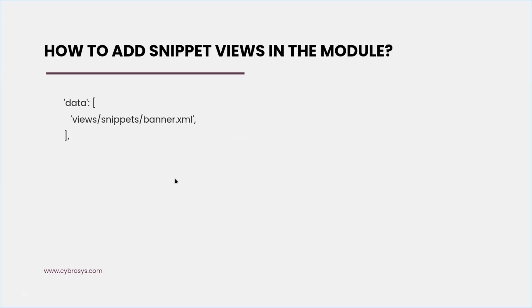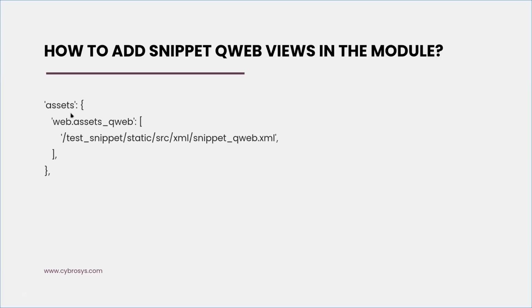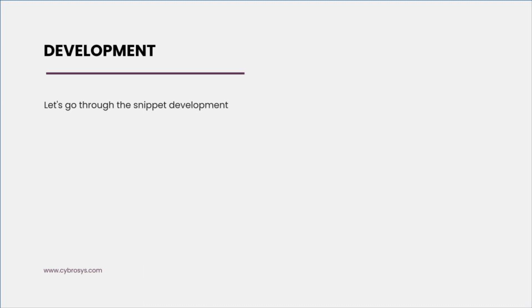We already discussed how to add an XML, so this is adding the XML of the created snippet here. Now let's start developing the snippets and take a look at how we can create custom snippets.